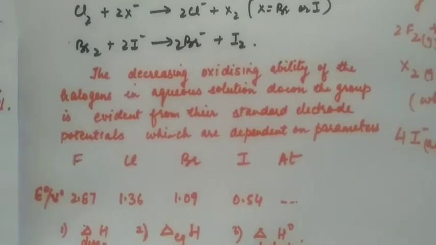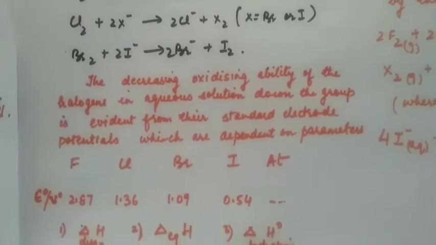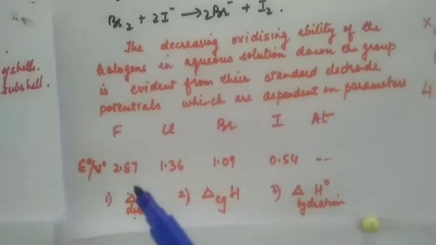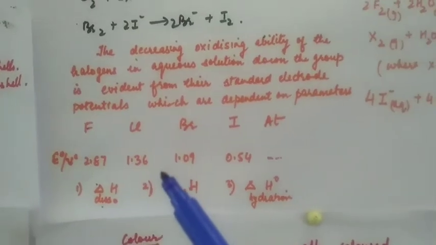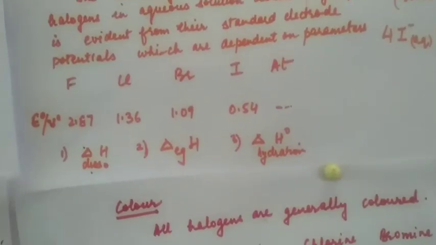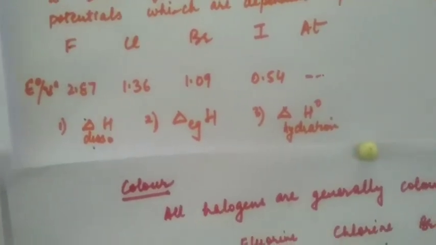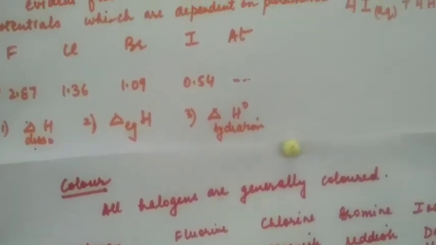The decreasing oxidizing ability of halogens in aqueous solutions down the group is evident from their standard electrode potential values, which are 2.87, 1.36, 1.09 and 0.54. The electrode potential value is decreasing down the group. This value depends upon 3 factors: enthalpy of dissociation, electron gain enthalpy, and enthalpy of hydration.